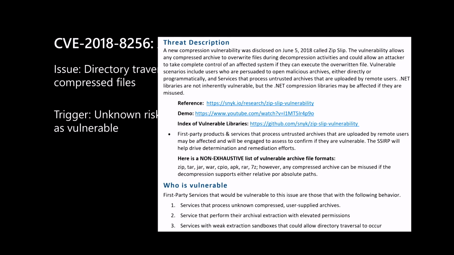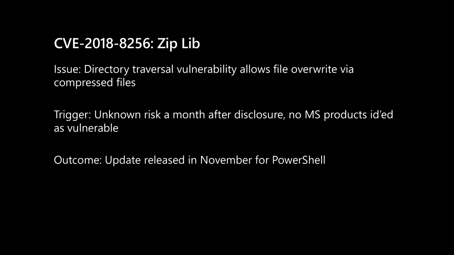Basically, write a document, email a bunch of teams, have them email other teams until we found one team that was impacted. And we ended up releasing a fix in November of that year. So the issue went public in June. We released a fix for our affected product in November. Certainly not ideal.